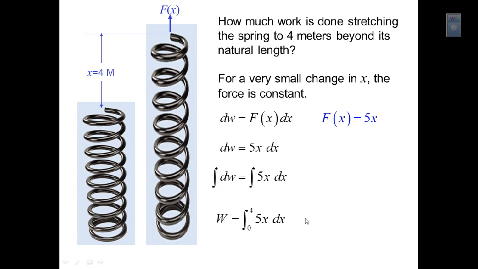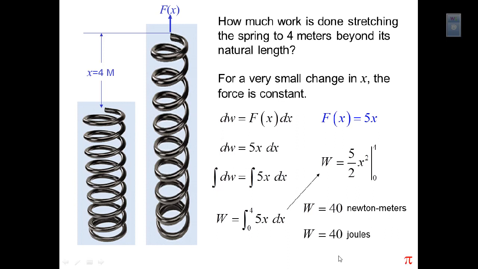And we're integrating from 0 to 4. So that means we're going to end up with 5/2 x squared evaluated from 0 to 4. When we plug in the 4, we're going to get 5/2 of 16, which is going to give us 40. When we plug in 0, of course, we're going to get 0. So the amount of work done is 40 newton meters, which is 40 joules.